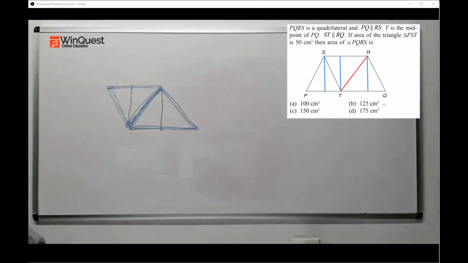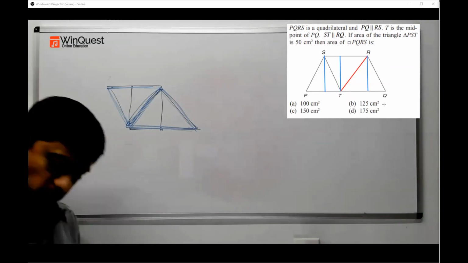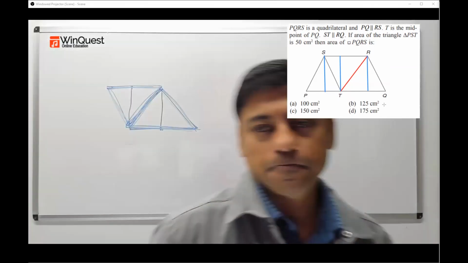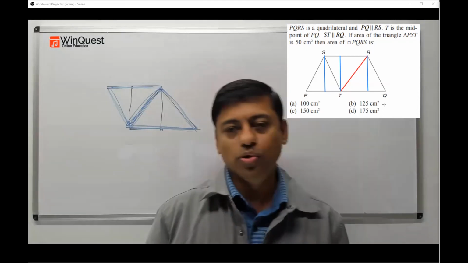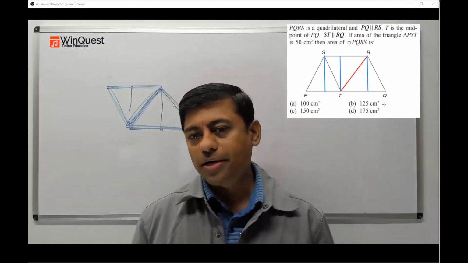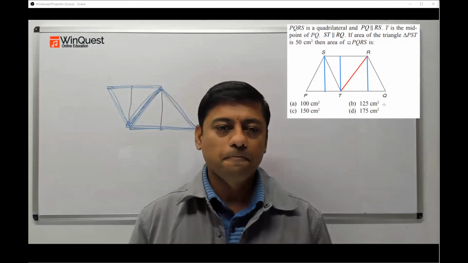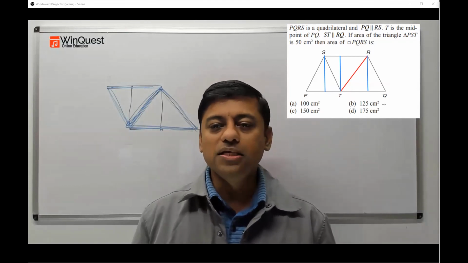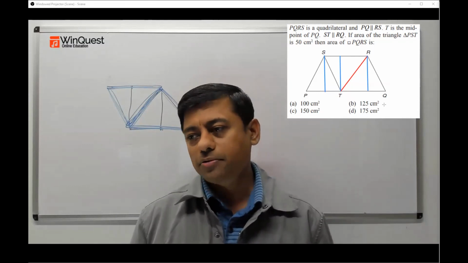Does anybody have any confusion, guys? I was confused. How do you know that the top area, the SR, the base of that, the length of that is the same as TQ? Very good. How do we know that PT is equal to SR? How do we know that?